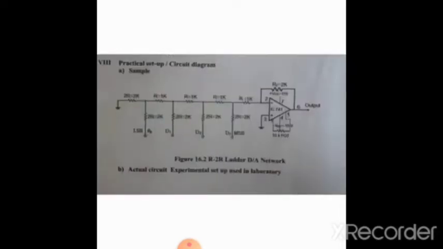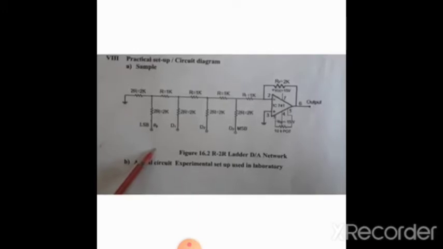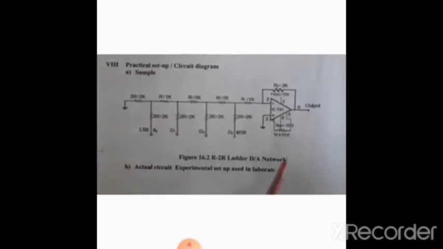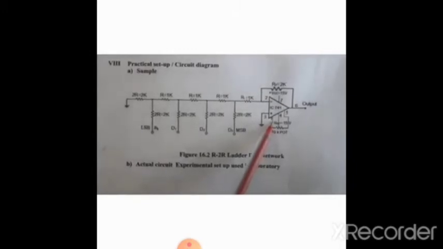There are two types of digital to analog converter. One is the weighted resistor and the second is the R2R ladder or network. Today in this practical we are going to perform the R2R ladder network, which is also called the R2R resistive network. Now I will go back to the circuit diagram of the R2R ladder digital to analog converter. Here you can see an operational amplifier, an op-amp IC 741.